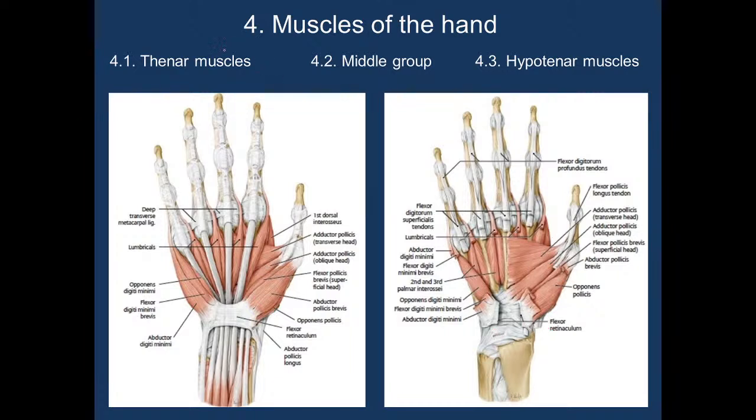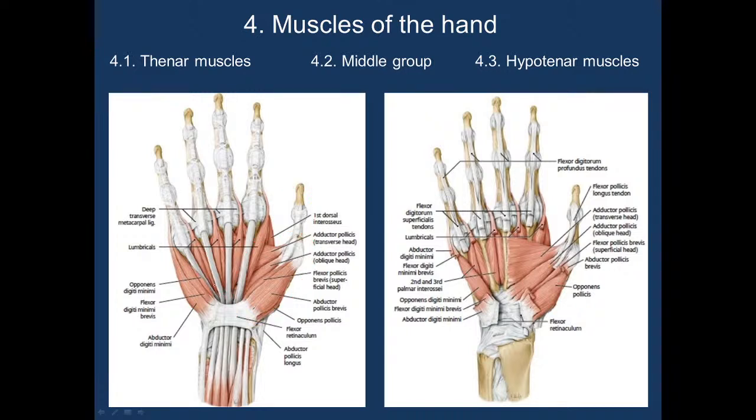In the hand, we distinguish three groups of muscles. Here you see the thenar muscles. They are located laterally. If we look at the anatomical position, the right anatomical position, usually the first finger is located laterally. So we call this group thenar, or the lateral group of muscles of the hand.